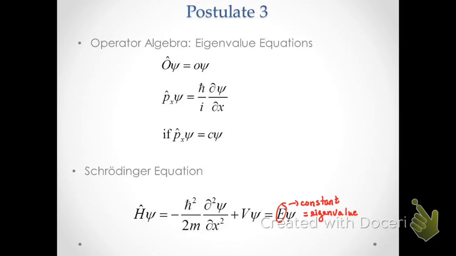Okay, so these are examples of cases where we have eigenvalue equations that tell us what we're going to measure in the lab, and very specifically what we're going to measure in the lab. All right, so let's go on to postulate 4.